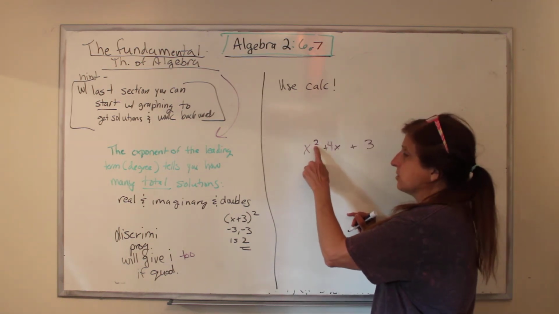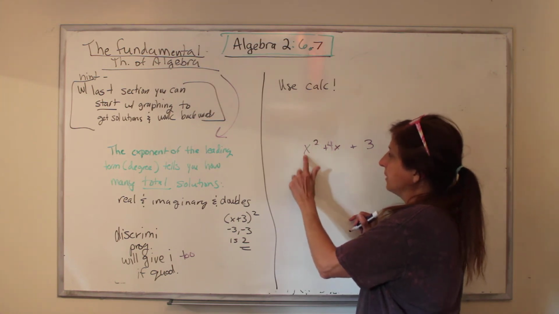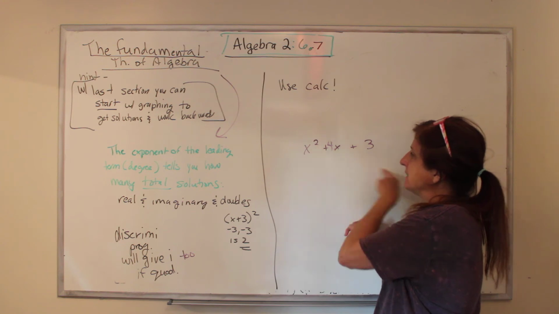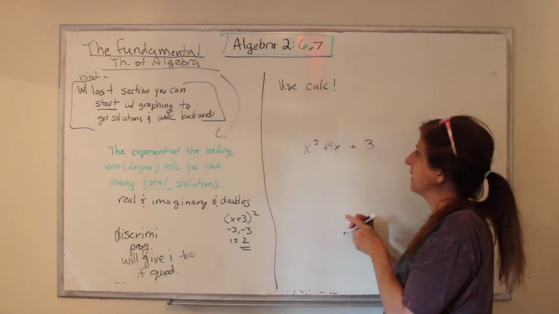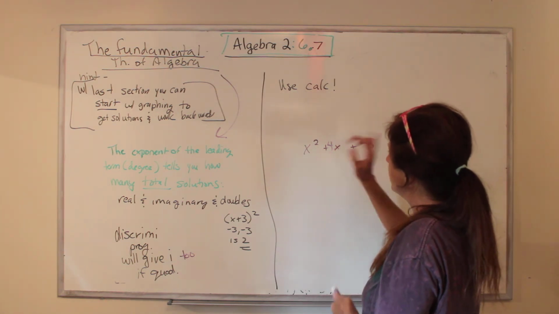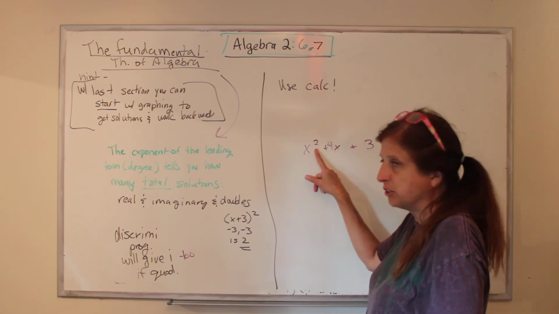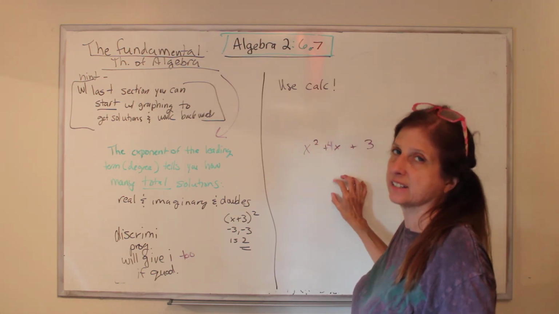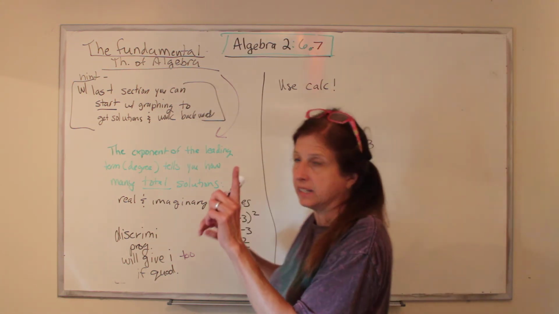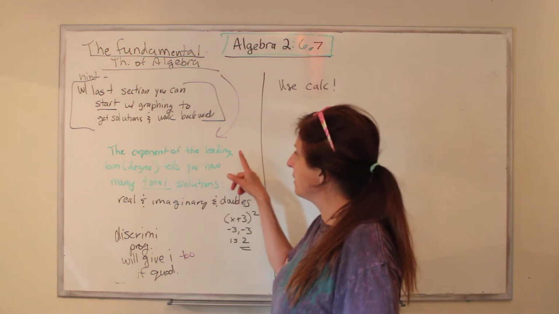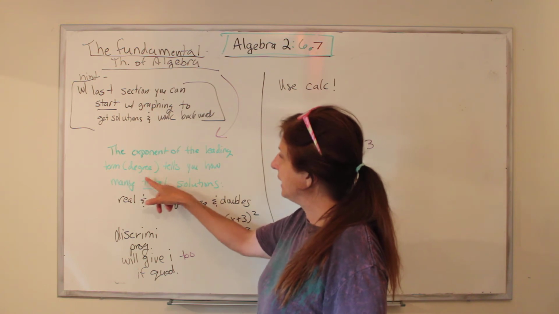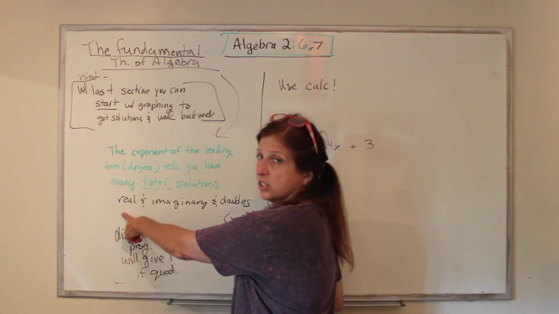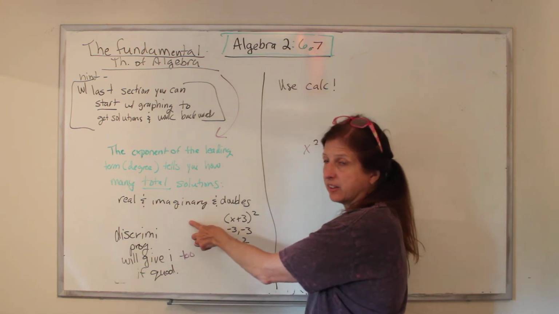It has 2 for the exponent of the leading term when you put them in descending order by x's. Okay. And so that means that this function has 2 answers. It has 2 solutions. It crosses the x-axis in 2 places, but there's more to it than that. The exponent of the leading degree tells you how many total solutions there are. Real solutions and imaginary solutions.